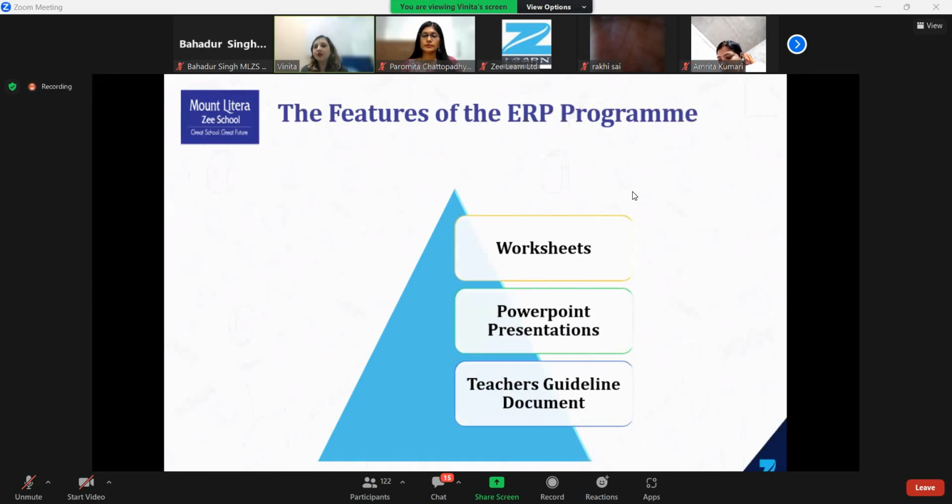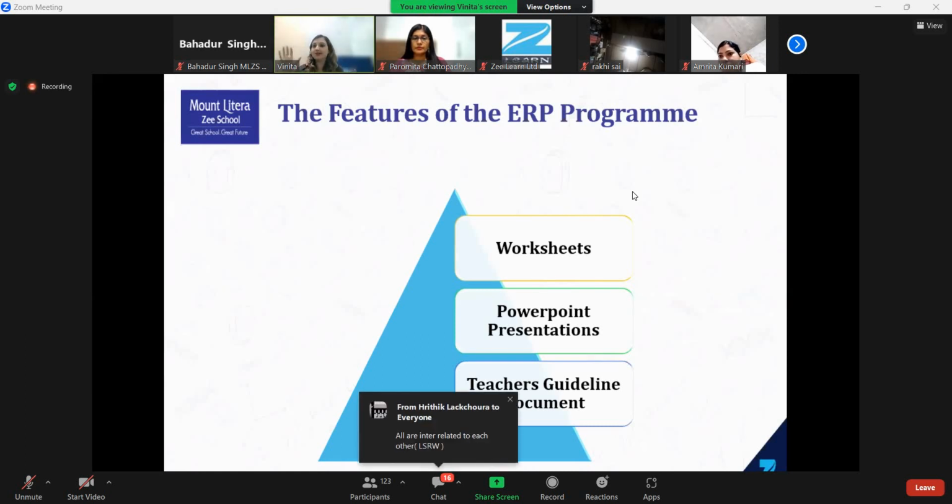What are the features of the English Readiness Program? What does it comprise? It has worksheets, a PowerPoint presentation, and a teacher's guideline document. A teacher guideline document is basically a lesson plan. It helps you understand how to implement this program: which worksheet to use, when, what to teach on which day, how many lesson plans and worksheets there are, which PowerPoint presentation to show when, etc.